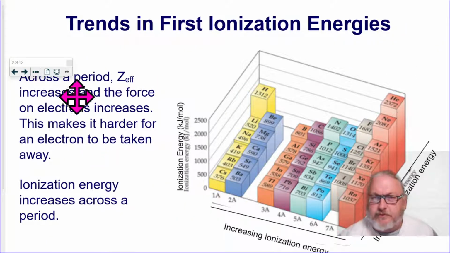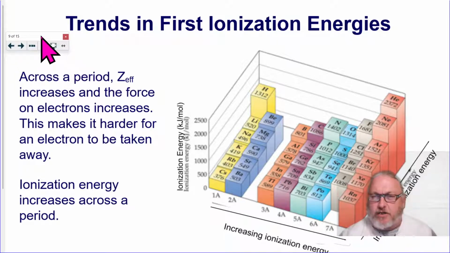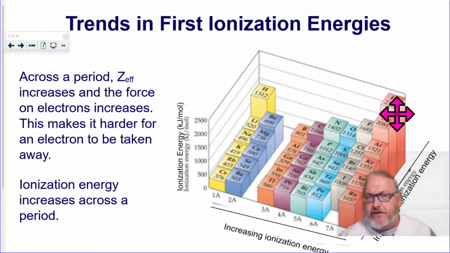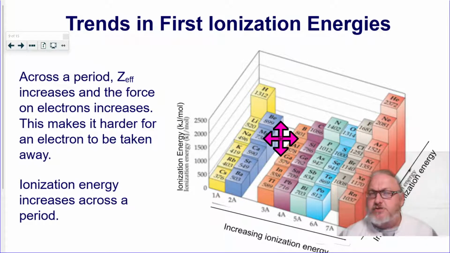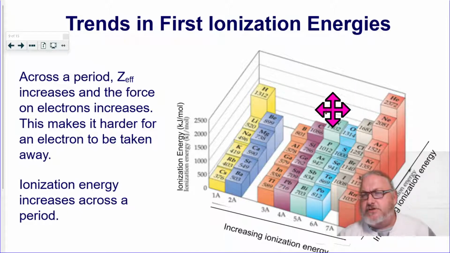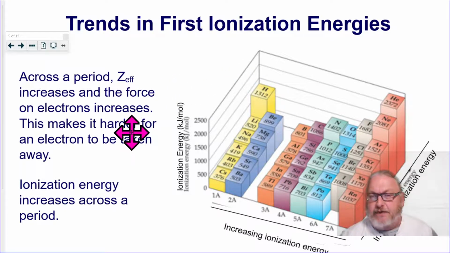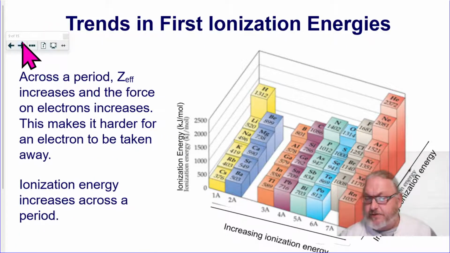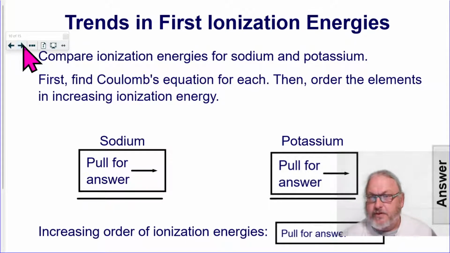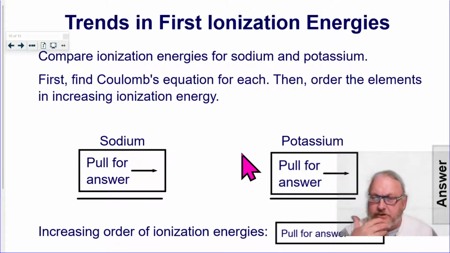Now, if you look at this really cool 3D chart, as you move across the period, the Zeff will increase, of course, and the force on the electrons will increase. Now that's going to make it harder for an electron to be taken away. In class, I've got that 3D printed model, and you can check it out. Ionization energy will increase across that period, or across that row.